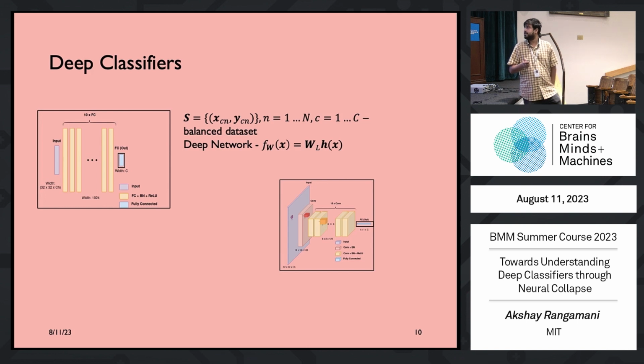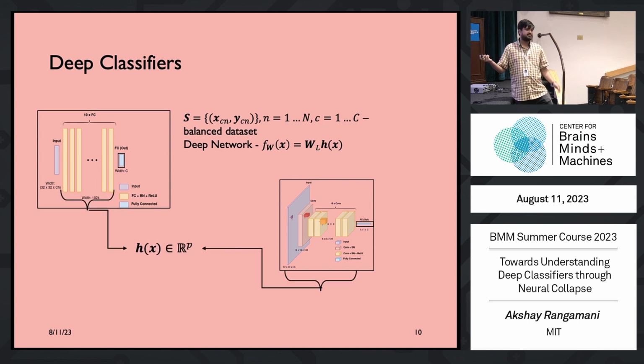So what is collapse? Before that, we have deep networks. We're going to look at them as a bunch of linear transformations followed by nonlinearities, and we're going to find it useful to separate the network into the map until the penultimate layer, that's the feature map H, and the last layer parameters W.